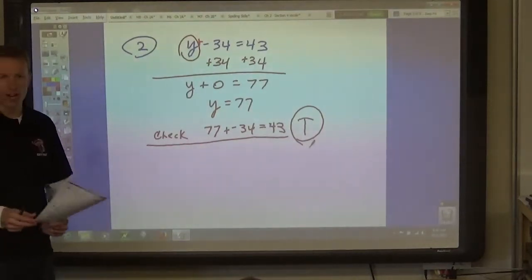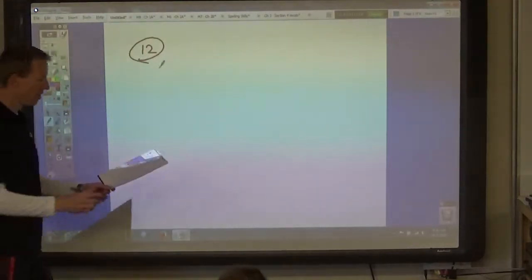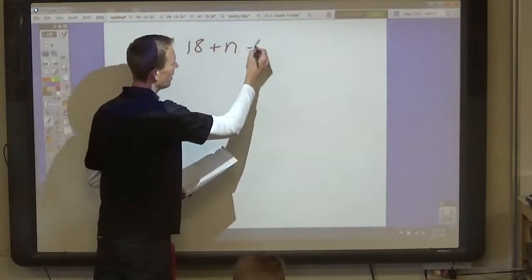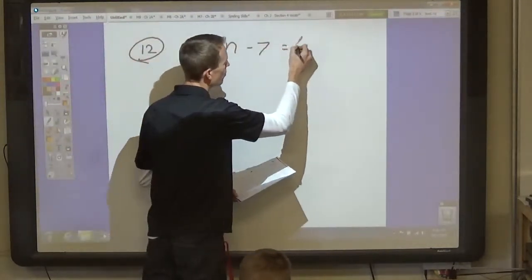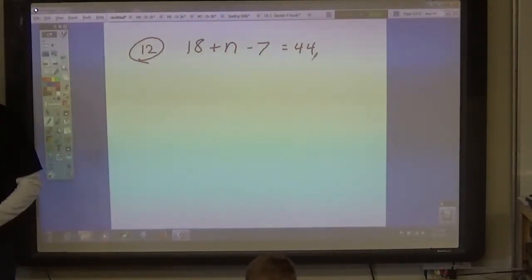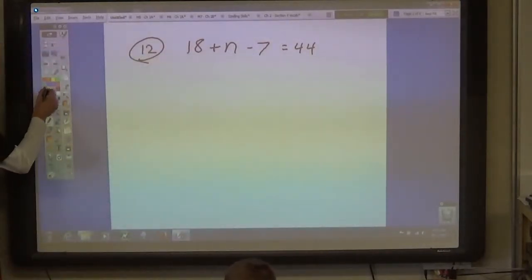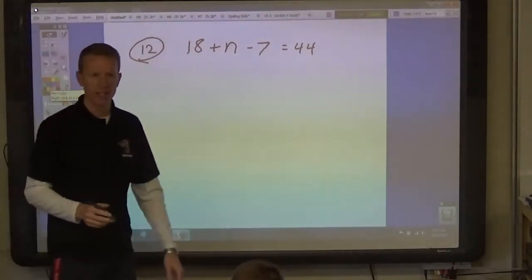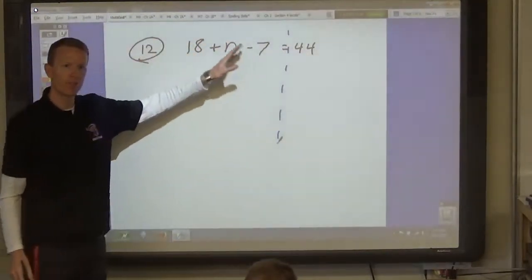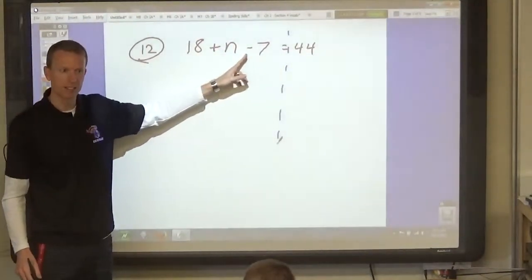Let's skip down to number 12. Number 12 is fun. 18 plus n minus 7 equals 44. Okay? Now, we've seen expressions like this before. We have two sides. What we want to do is simplify. Go to this side first and simplify it. How can you simplify this?